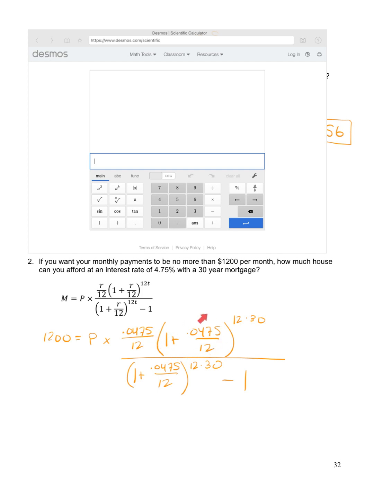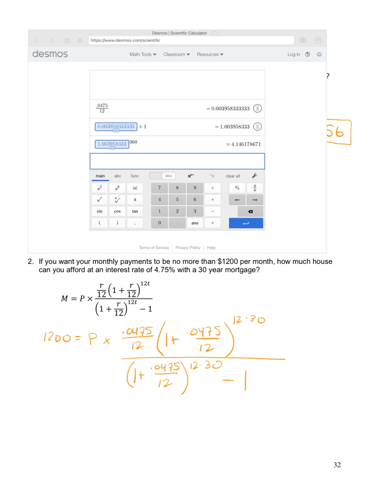So I'm going to start by trying to follow the order of operations. I'm going to do what's inside the parentheses first, on top. So 0.0475 divided by 12. Hit enter. Then I'm going to add 1 to it. So I have to hit answer plus 1. And then I'm going to raise that to the 12 times 30. And 12 times 30 I can do in my head. It's 360. So I'm just going to hit answer, A to the B, 360.